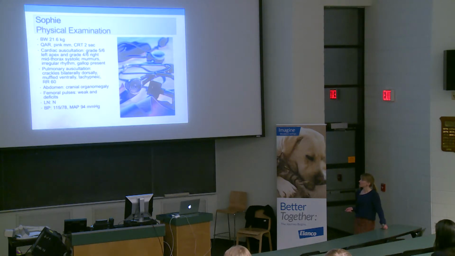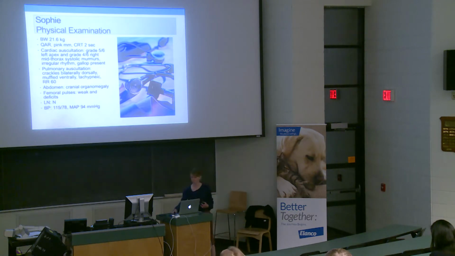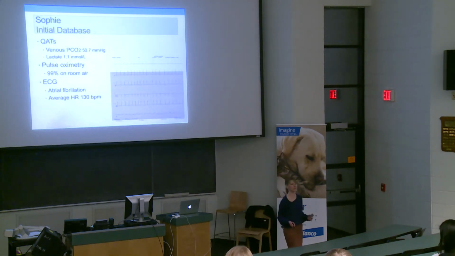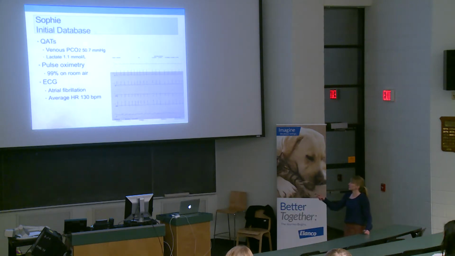On abdominal palpation, she had cranial organomegaly, but she didn't have a palpable fluid wave. Her pulses were weak. She did have pulse deficits associated with that arrhythmia. Surprisingly, her blood pressure on an oscillometric method was normal. So initially, we did our quick analyzing tests. Her CO2 was kind of riding a little bit high on her venous blood gas. Surprisingly, her lactate was normal, less than 2. She was saturating fine on room air.